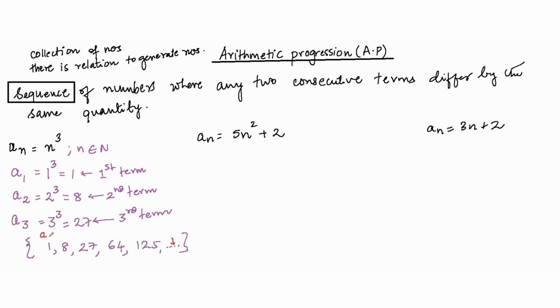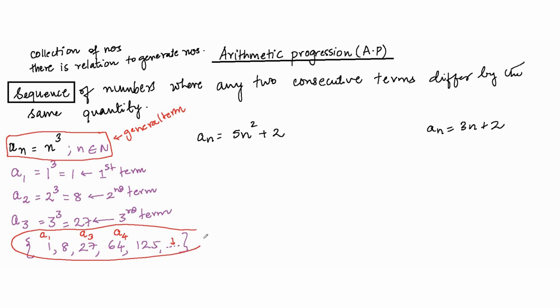1 is my first term, that's a1. 27 is my third term, that's a3. 64 is my fourth term, that is a4. So this is the formula for generating the nth term of the sequence. That is why this particular formula is called the general term. This is the general term. And this set of numbers is basically my sequence.